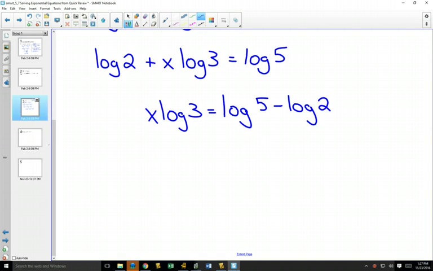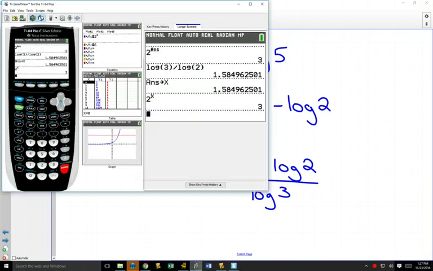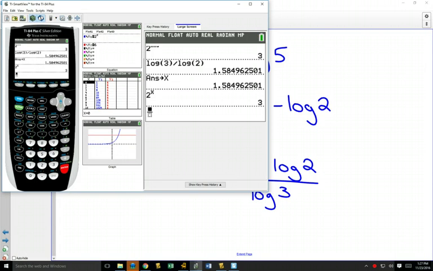And now if I want to find out what x is, I would divide both sides by log 3. Again, we go to our calculator. I'm going to use my fraction button to write it as a fraction. Otherwise, you'll need brackets around the top and brackets around the bottom. So I've got log 5 minus log 2 divided by log 3.